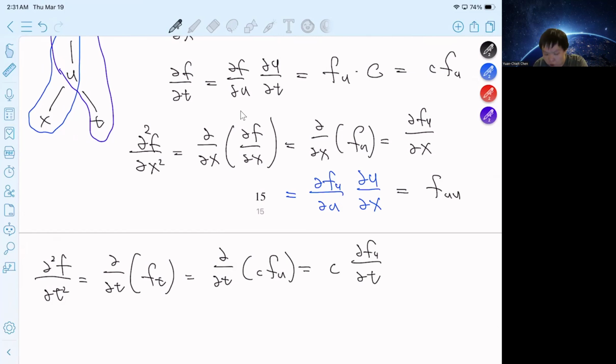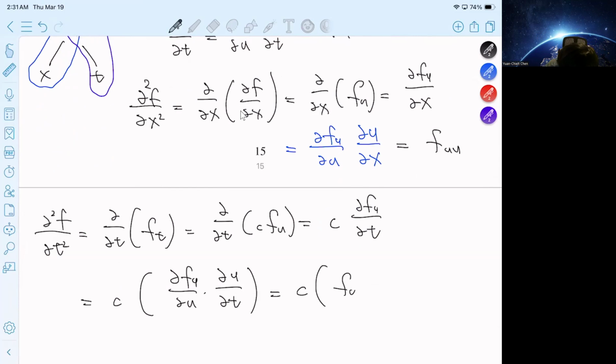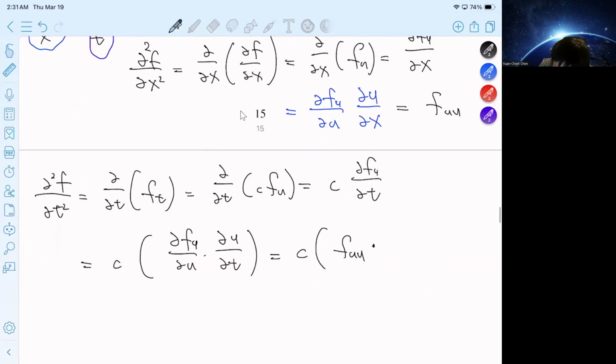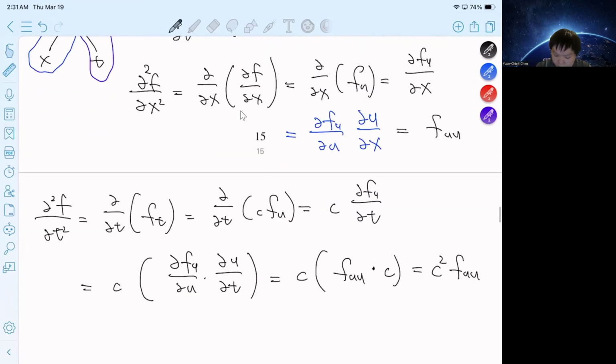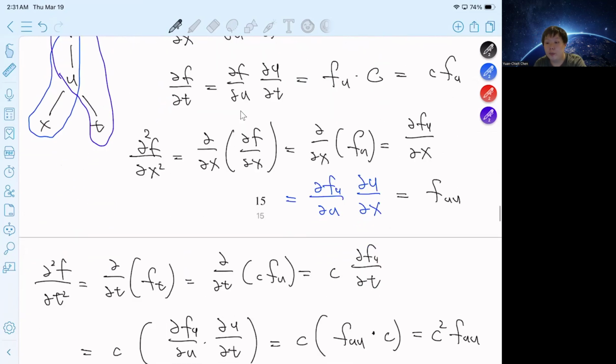So basically, using the same dependence chart, we can happily write c times partial fu, partial u, and partial u, partial t. So this will be c times fuu times, we have it above, c. So this will be c squared fuu. That's it. So c squared fuu. We have it. So this is the f part, and now we have to do the g part.